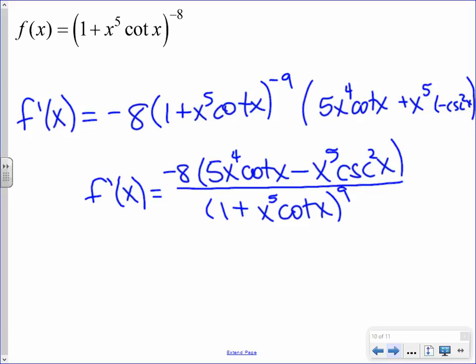If you want to multiply that negative 8 through, you can. Not going to make it a big deal. But I would at least want you to rewrite it so this was subtract x to the fifth cosecant squared x, and I would be fine. I just don't like leaving something like this.